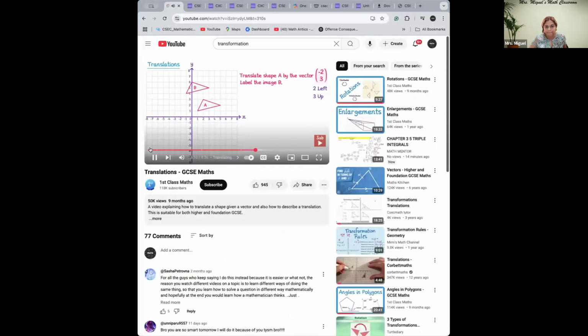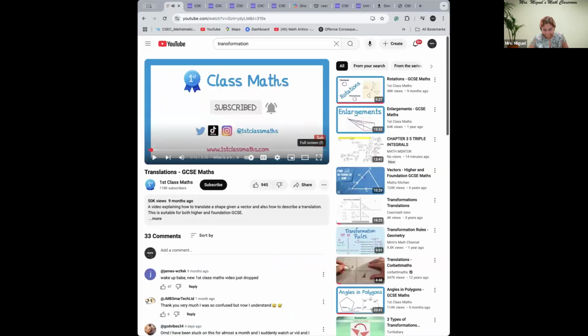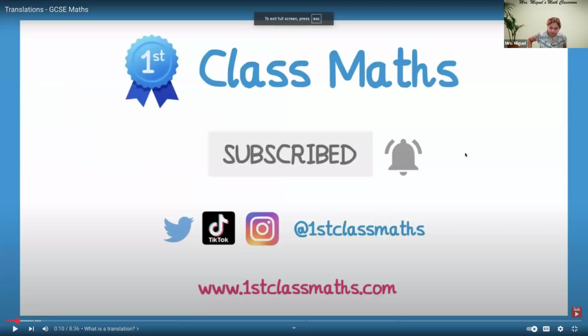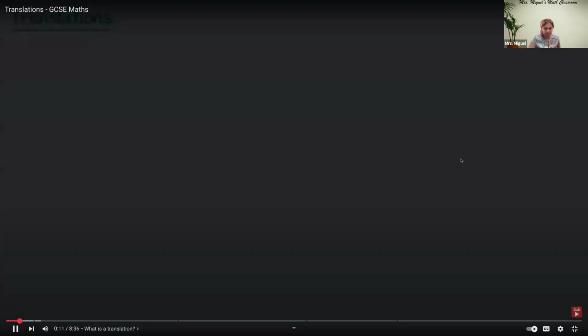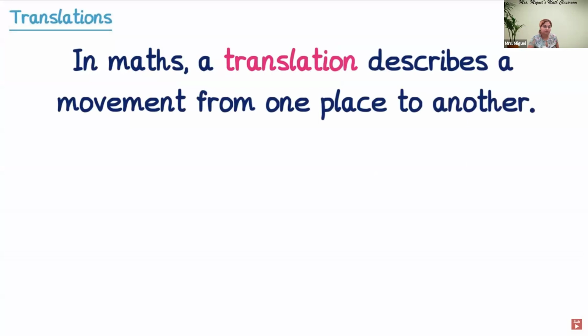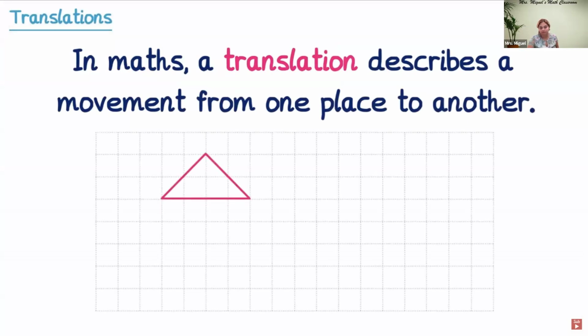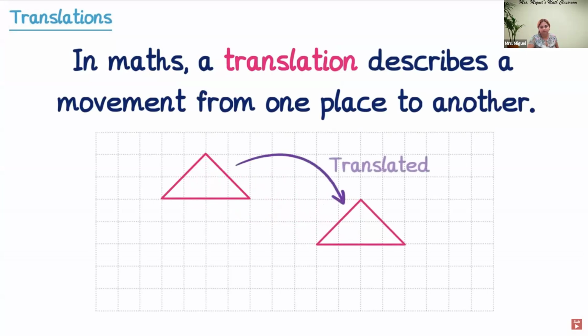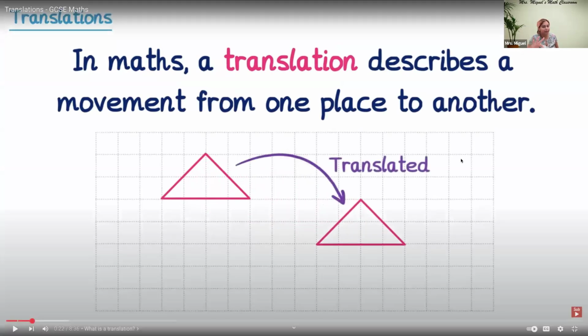We call the image, and in maths, a translation describes a movement from one place to another. For example, if we had this shape here, and we moved it over to here, we could say that this shape has been translated. Notice the shape didn't change orientation. It just slid. It slid from one point to the other.